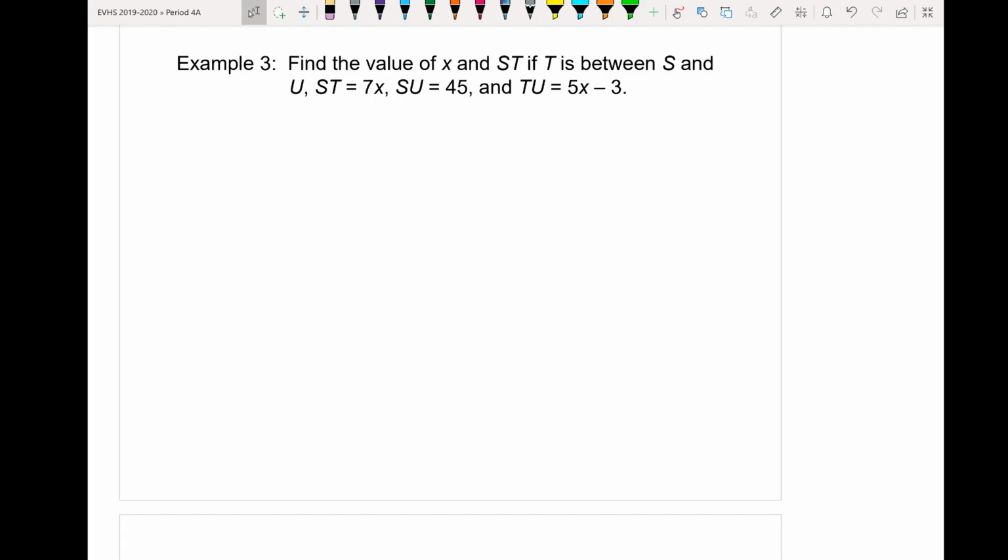Number 3, find the value of x and ST if T is between S and U. So that verbiage there, T is between S and U, tells me that I've got 3 points. Now I just got to decide which ones are the endpoints. Which two will be the beginning and end, and which one's in the middle? S and U, so T is between them.